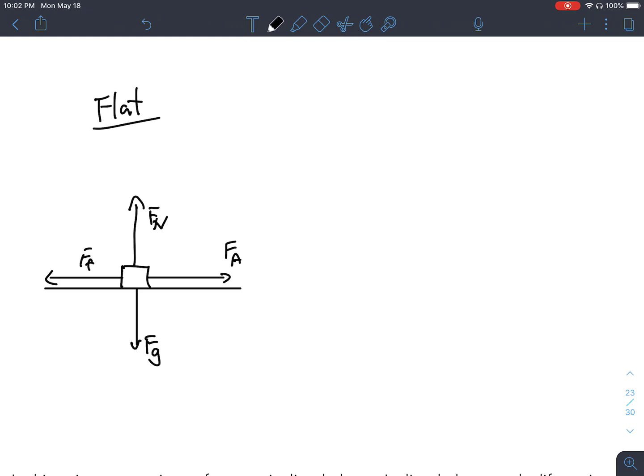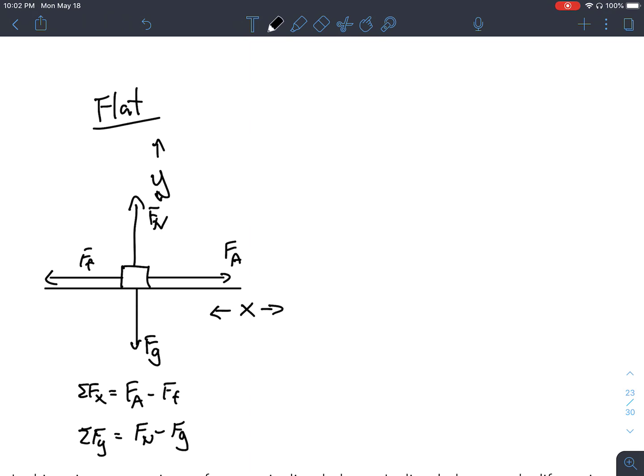Now, if we wanted to look at this equation, we might say that the sum of the forces in the x direction, right? Here is our x direction, here is our y direction, x going left and right, y going up and down. The sum of the forces in the x direction being Fa minus the force of friction, and the sum of the forces in the y direction being Fn minus Fg. Cool, nothing special about that.